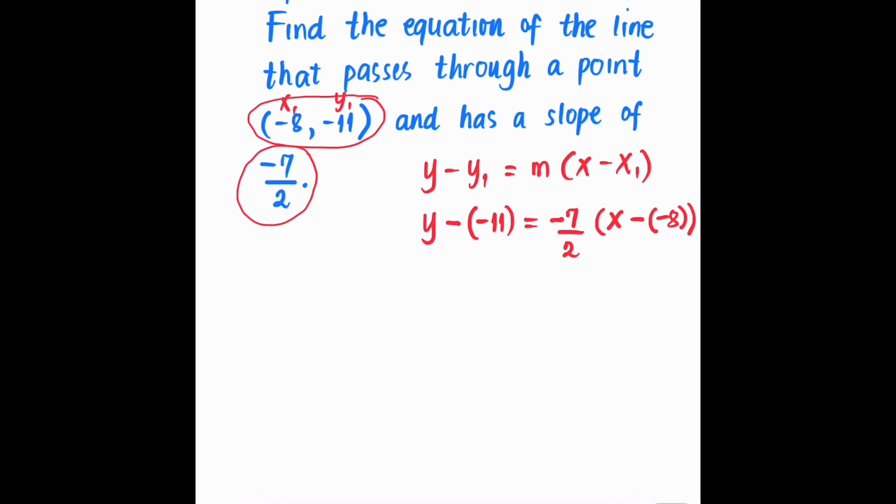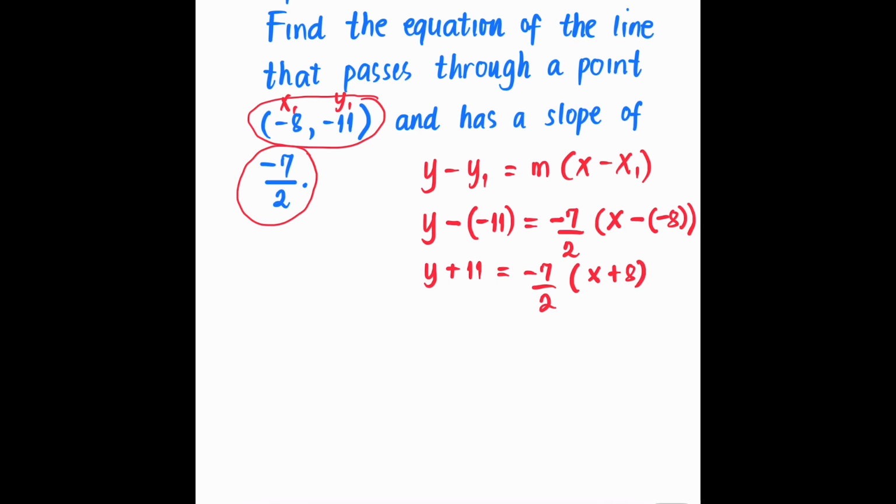Alright, so after substituting the values to the formula, then we need to simplify. Here on the left-hand side, we have y minus -11. We learned that if you have two negatives standing next to each other, that will be turned to positive. So it's going to be y plus 11 equals -7/2. Just simply copy, and also this part. You have two negatives standing right here, so that will be changed to x plus 8.